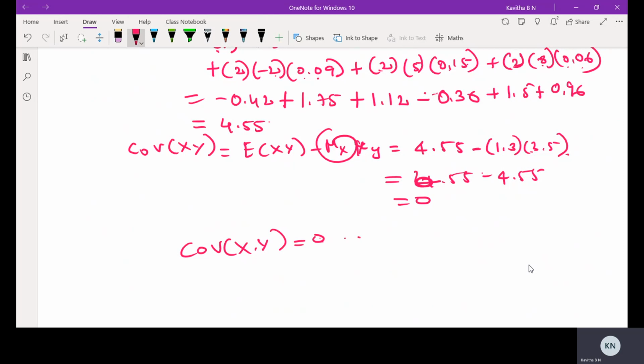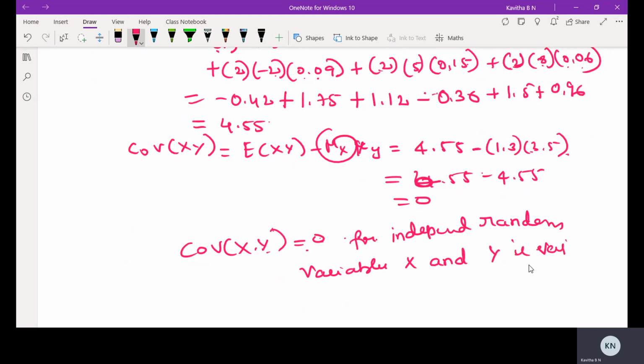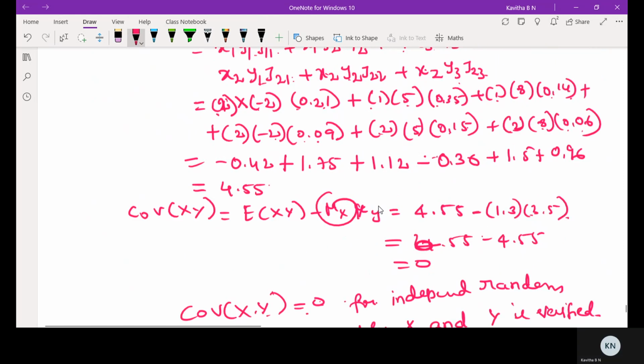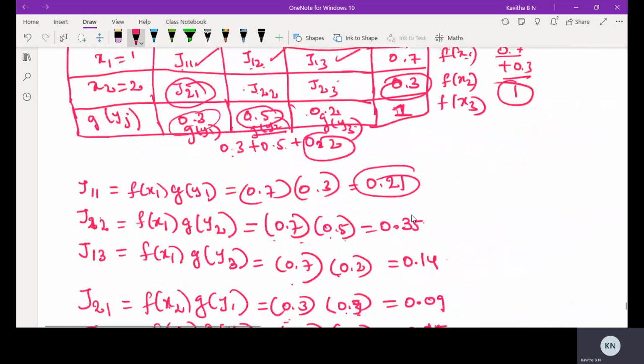Then here the covariance of x comma y is equal to 0, which means x and y are independent random variables. Okay, it is verified. Then this problem is completed.